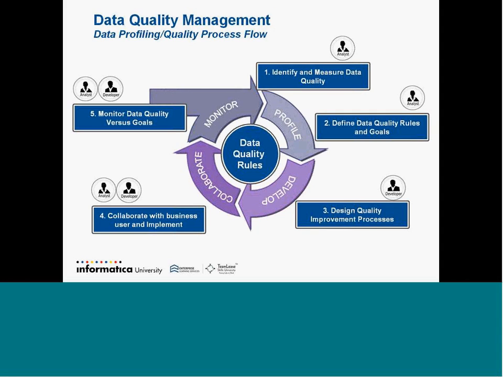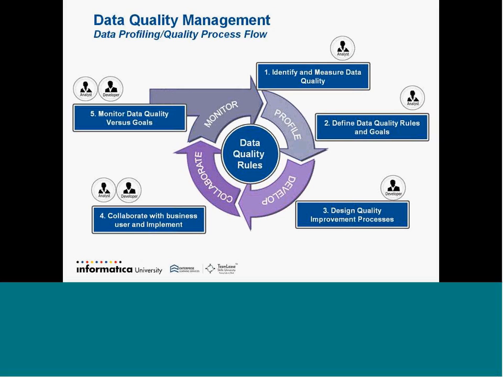So what we look at over here is that we identify and measure the data quality problems, then find data quality rules and goals. Then we define the data quality processes. We collaborate with business users and implement them, and measure data quality versus goals. So this is how our data quality management process works. We offer various kinds of processes to do this particular job.